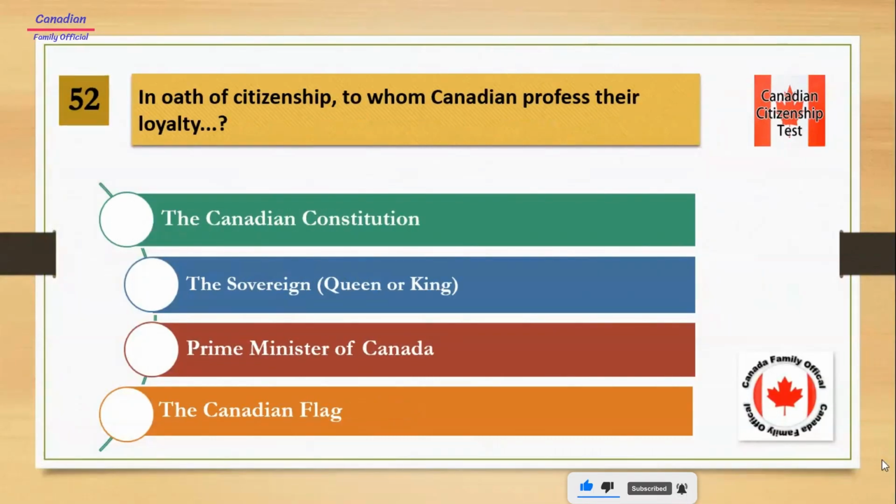In the Oath of Citizenship, to whom do Canadians profess their loyalty? Number 1 the Canadian Constitution. Number 2 the Sovereign, Queen or King. Number 3 Prime Minister of Canada. Number 4 the Canadian flag. And the answer is the Sovereign, Queen or King.